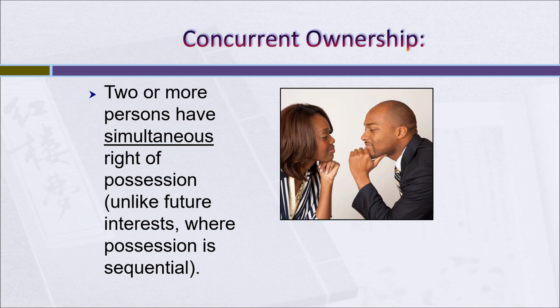I want you to distinguish concurrent ownership from present and future interests, which we covered in our earlier videos. Future interests involve sequential possession. That is, where one person will have possession for a period of time, such as a life estate, followed by another person having possession for an additional period of time, such as a remainder or a reversion. So those are sequential interests, but in concurrent ownership, our present topic, we're talking about simultaneous rights of possession of multiple parties to the same real estate.